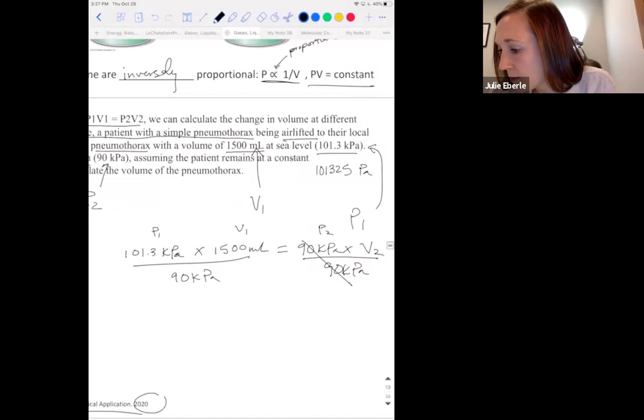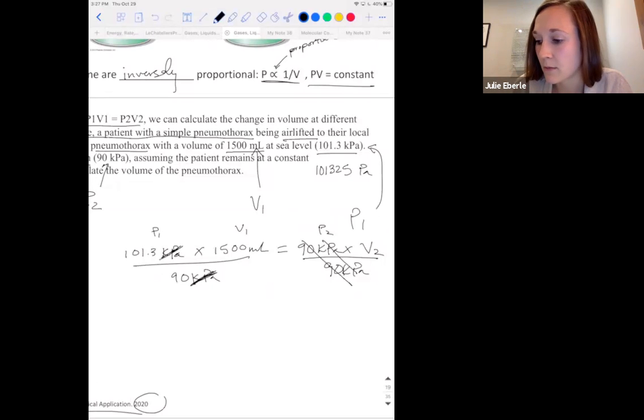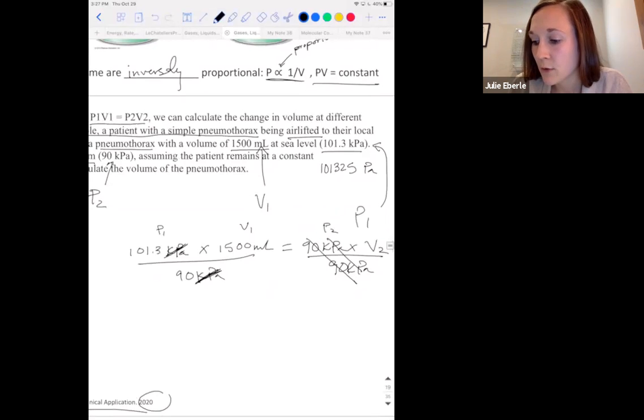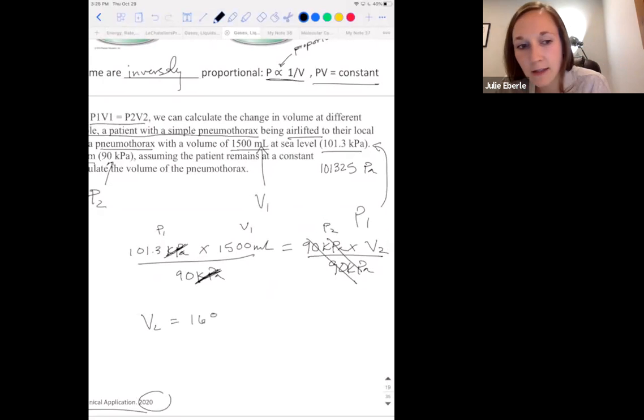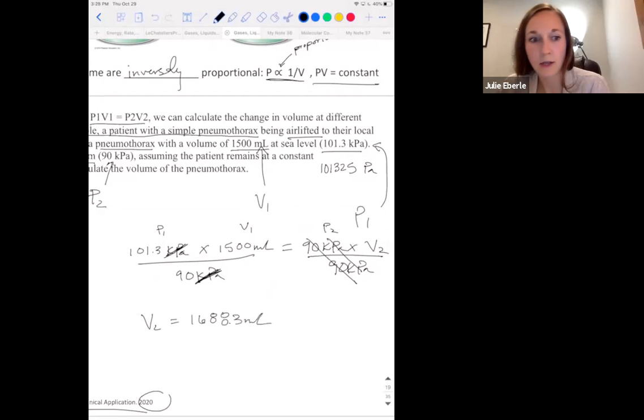So 90 kPa cancels on this side. Units of kPa are also going to go away on this side because you have it on top and bottom. So you'll do 101.3 times 1500 divided by 90, and V2 equals what? 1688.3 milliliters. Thank you, Madison.